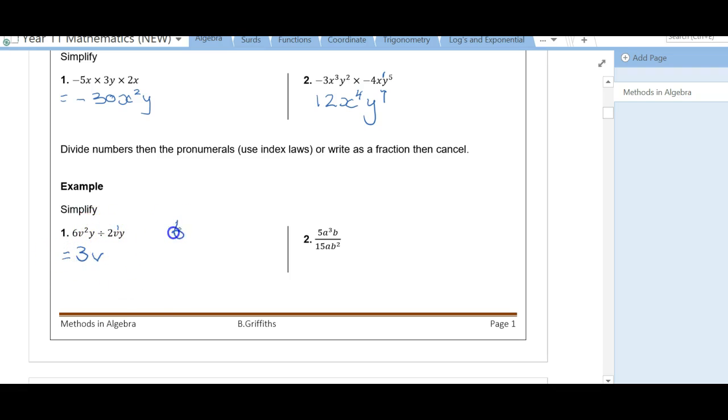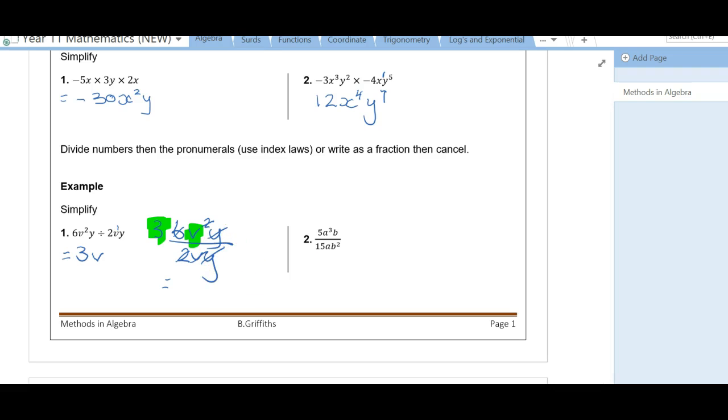I actually find it easier, and things don't get confusing in terms of the place, if I cross them out one on top of each other. So 2 on the top, I'm left with 1 on the bottom, I'm left with 1 on the top, and 6 divided by 2 is 3. So you can see I've still got 3y, but there's no mistake of where the y's are.